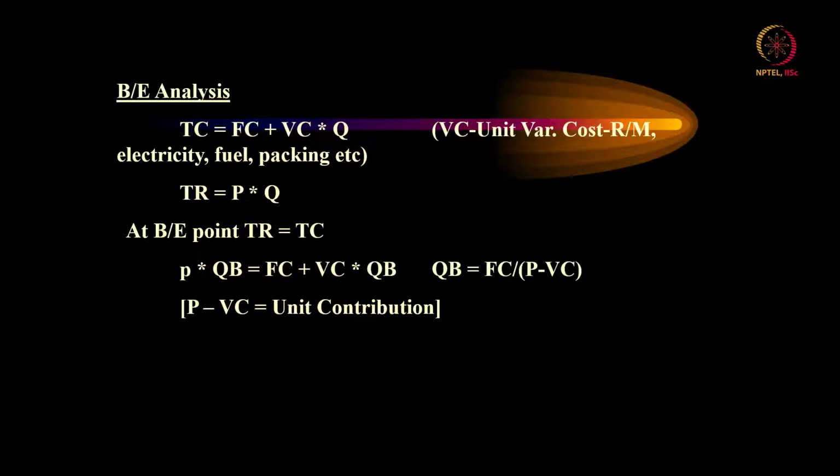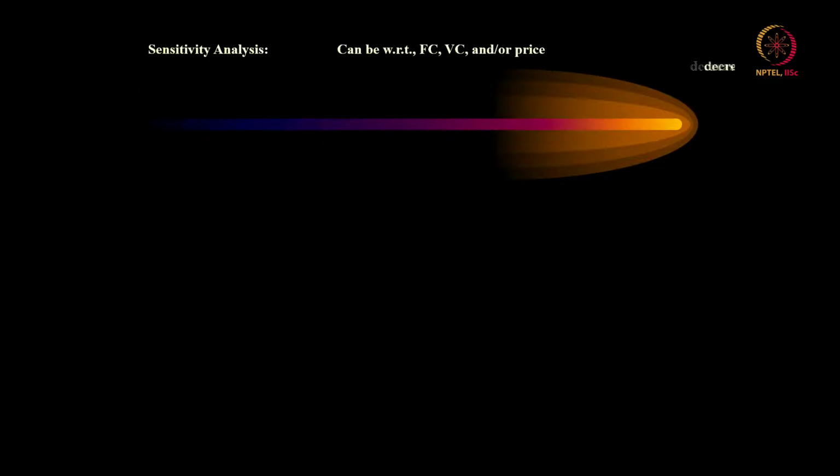So, the price that is charged at break-even point, that is P multiplied by quantity at break-even, should be equal to FC plus VC, variable cost, multiplied by quantity at break-even. So, this quantity at break-even can be put down as fixed cost divided by P minus VC, where P minus VC refers to the unit contribution with respect to the product. So, this is the way we discussed break-even analysis.